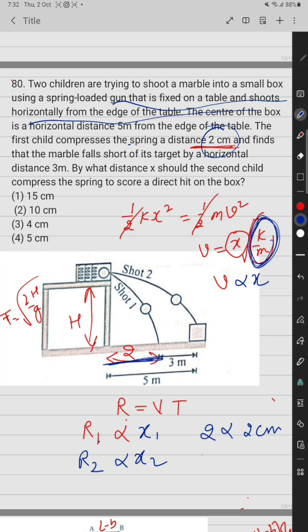In the second case, the range is exactly 5. Therefore, the compression is, suppose, x. Then 2 by 5 is equal to 2 by x. Very simple: when the range is 2 meter, we compress 2 centimeter, so when the range is 5 meter, it is 5 centimeter. So the correct option is 4 centimeter.